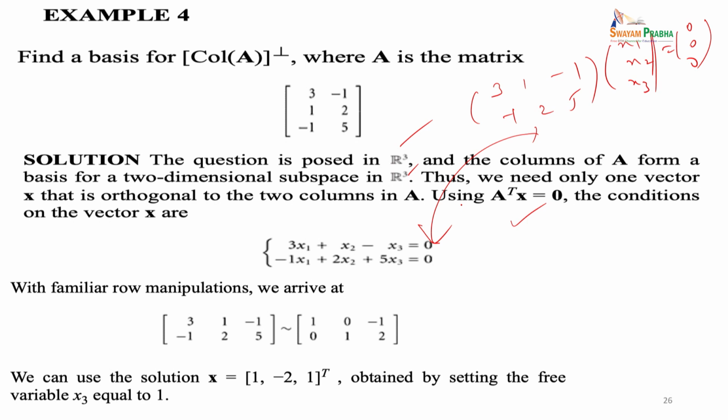The matrix equation converts to 2 simultaneous linear equations: 3x1 plus x2 minus x3 equal to 0 for the first one, and minus x1 plus 2x2 plus 5x3 equal to 0 for the second. We solve this by row reduction, and you get the matrix 1 0 minus 1, 0 1 2. Making use of this, we have the values of x1 x2 x3 as 1 comma minus 2 comma 1 as the solution, setting the free variable x3 equal to 1. So, this way we can find the basis. Okay, thank you.